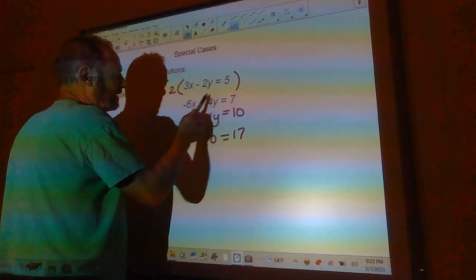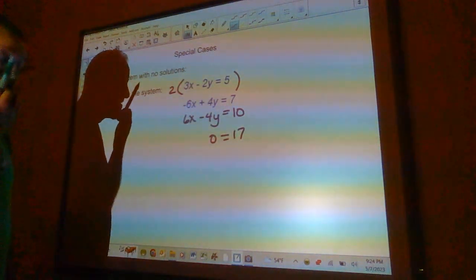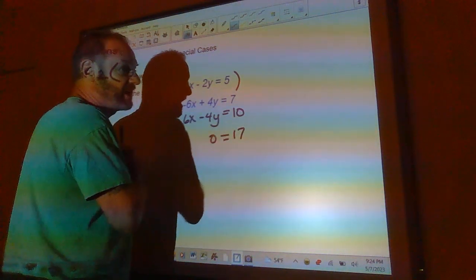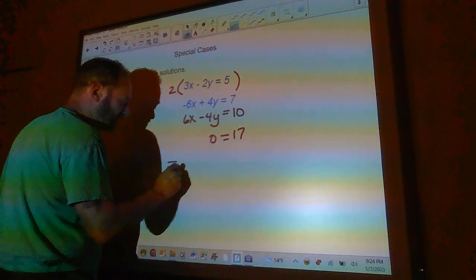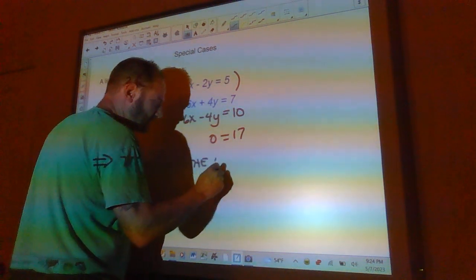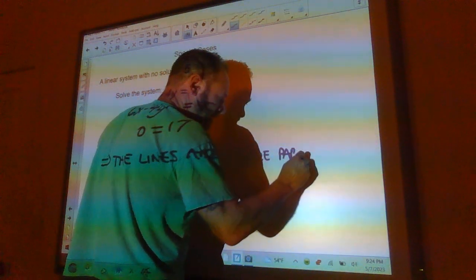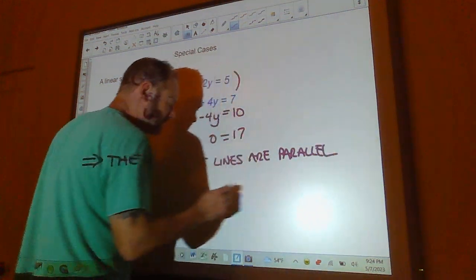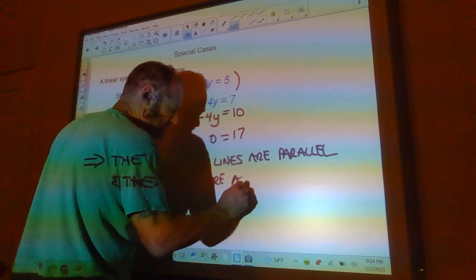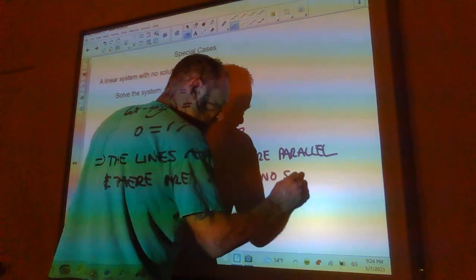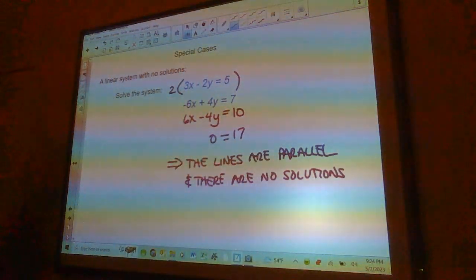So anytime all the variables cancel out and you get 0 equals a number, or even if you got two different numbers, 2 equals 5 or something weird like that, that means that those lines are parallel. Okay, this implies the lines are parallel and there are no solutions. And you're done. Okay?